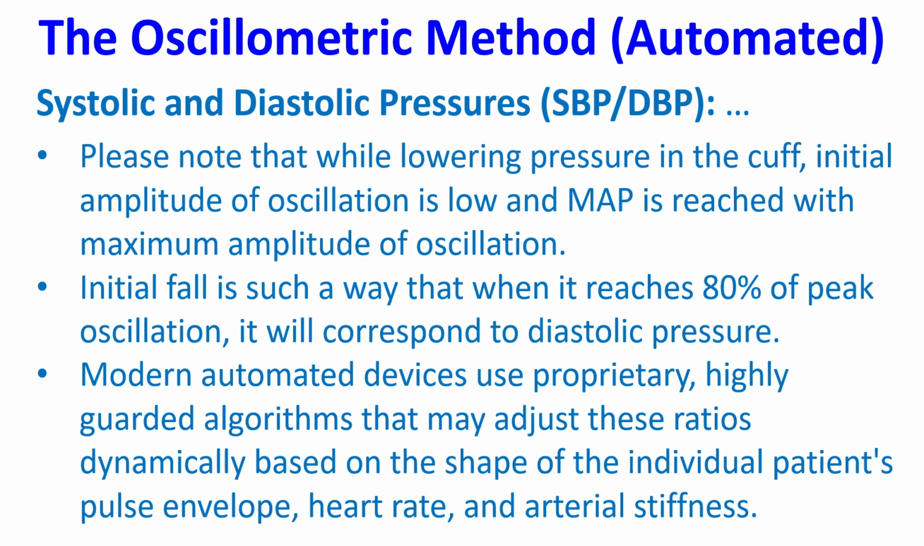Please note that while lowering pressure in the cuff, the initial amplitude of oscillation is low and MAP is reached with maximum amplitude of oscillation. The fall continues in such a way that when it reaches 80% of peak oscillation, it will correspond to diastolic pressure. Modern automated devices use proprietary, highly guarded algorithms that may adjust these ratios dynamically based on the shape of the individual patient's pulse envelope, heart rate, and arterial stiffness.